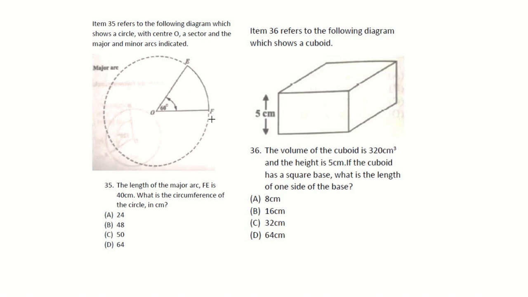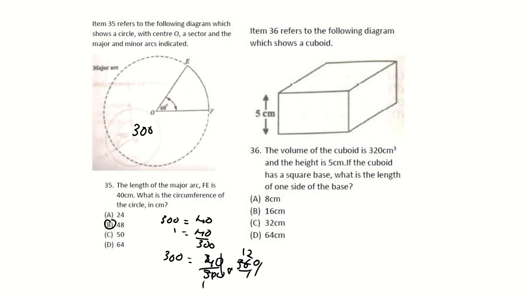Okay, the length of the major arc FE, going right around, is 440 centimeters. The circumference of the circle in centimeters: we're looking for something more than 440. So we know that this is 60, this is 300. So 300 is equal to 440. Then 1 would be 440 over 300. And 360, which is what we're trying to find, is 440 over 300 multiplied by 360 over 1. Cross out, cross out, cross out. 3 into 3 is 1, 3 into 36 is 12. 4 times 12 is 48, so the answer is B.